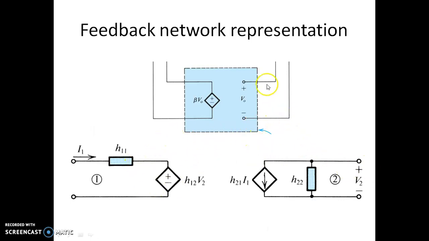So whatever you are sampling is a voltage, and whatever you are adding is again a voltage. So you are sampling the voltage and you are adding the voltage here. So this happens to be an ideal case for representation of this feedback network by an H parameter.